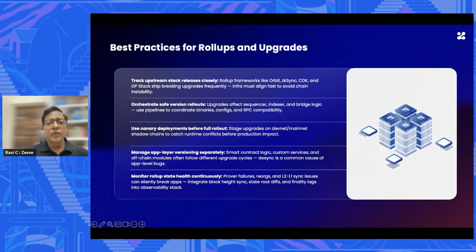So you need to ensure that whenever there's a release, the release is applied to your chain, which has been built using one of those stacks. Then, orchestrate safe version rollouts, use canary deployments before full rollout, and manage app layer versioning separately. Again, super important. And then to top it all, have sound monitoring in place to monitor not just one node type, but RPC nodes, your sequencer nodes, your prover nodes, your verifier nodes, and then your public RPC for L2 and L1. Let's say you're creating an L2 rollup, then both the L2 RPC as well as the L1 RPC.